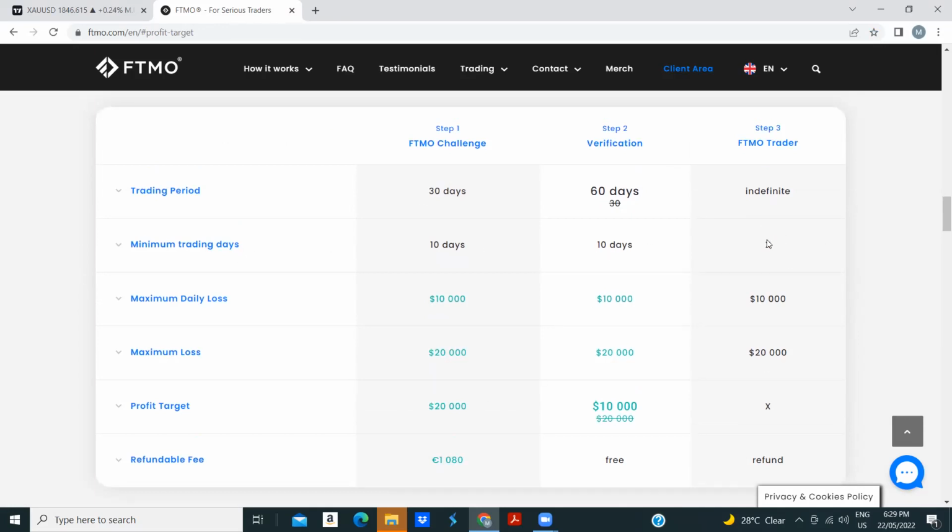On the funded account you do not have minimum trading days. The only things you need to care about are the max daily loss, you cannot lose more than 10,000 per day, and the maximum loss, you cannot lose more than 20,000 in total. There is no profit target. It's up to you how much profit you make in a month. So with this psychology, you can easily be a funded trader.